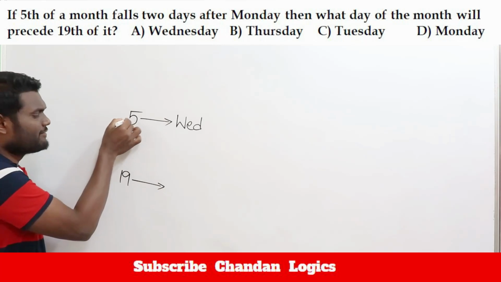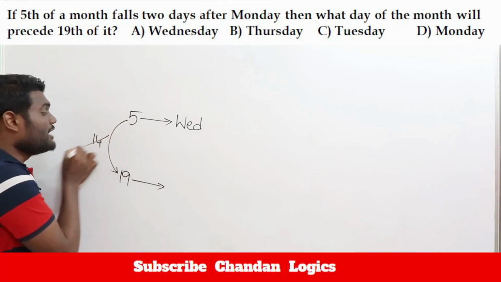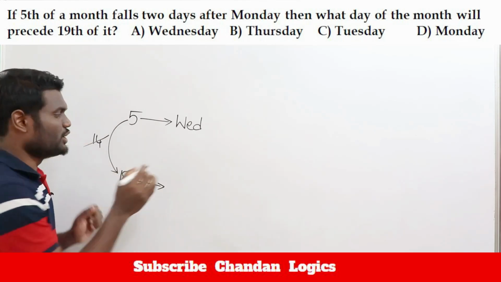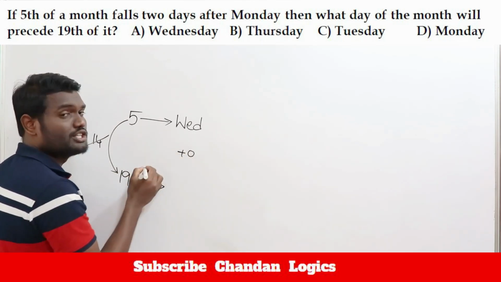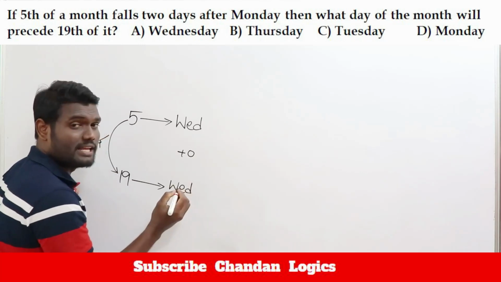Just simple, take the difference. 5 and 19, the difference is how much? 14. In 14 days, the number of odd days is how many? 0. In 14 days the number of odd days is 0. So if this is Wednesday, even this is going to be Wednesday.